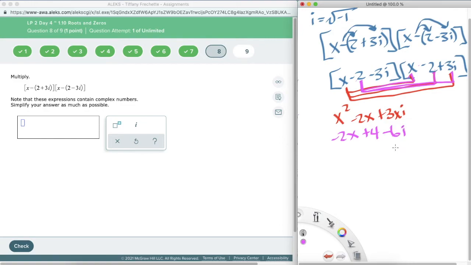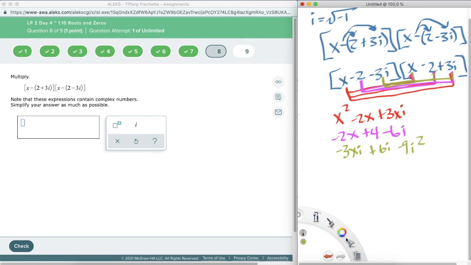All right, and then I'm going to pick one last color here. I will do this in green. So I'm going to take negative 3i, and I'm going to multiply by each piece. So negative 3i times x is negative 3xi. Negative 3i times negative 2, that's positive 6i. And then negative 3i times 3i is going to be negative 9i squared. All right, so I've multiplied all of my pieces together. And by the way, a very quick way to know if you've multiplied every piece: if I have 3 here and 3 here, 3 times 3 is 9. I should have 1, 2, 3, 4, 5, 6, 7, 8, 9 terms. I do have 9 terms, so we are happy with that.